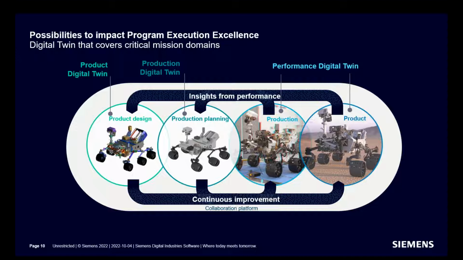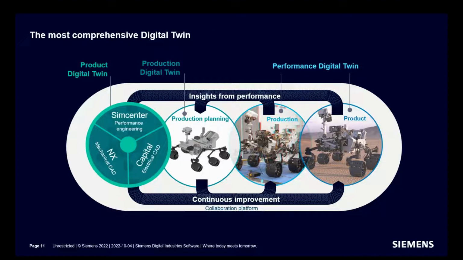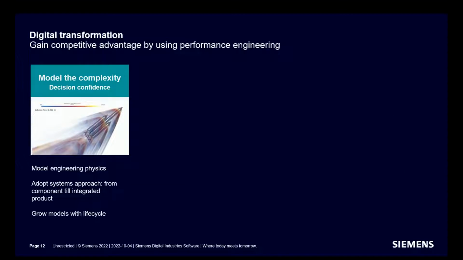We're going to narrow the focus down today a little bit. So if you look at today, we will be concerned about the Simcenter portfolio and what we can do in the Simcenter portfolio for performance engineering, which fits in the product design digital twin. Within the Simcenter portfolio, we want to do a number of things. First of all, we want to give you the possibility to model the complexity of your systems with the required physics and the required level of fidelity. So those are the tools you want to give the engineering community.